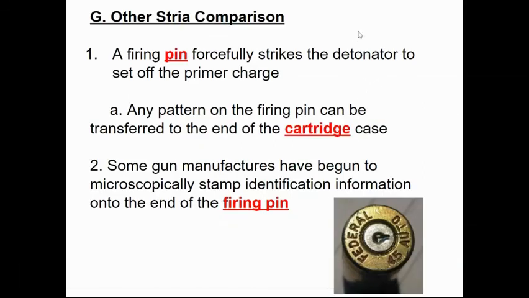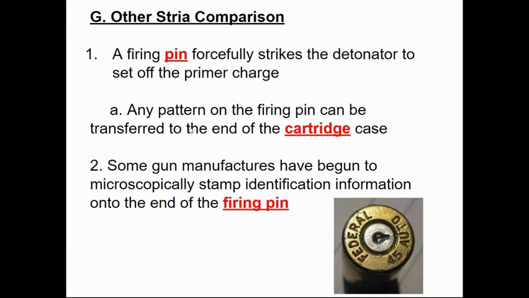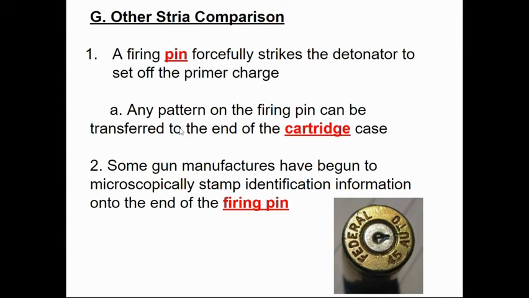Other striae that you can compare, besides being able to compare the scratches on the bullet, there are other things that can make impressions on the cartridge. The firing pin strikes that primer charge and can create a pattern on it, and sometimes those have unique shapes and features. And if you put that under a microscope, you're going to see even more detail about it that you might be able to match to a specific firing pin. Any pattern on the firing pin is going to get transferred to that cartridge case. You're like stamping evidence right on it. Some gun manufacturers actually have microscopically created a stamp that has information about the gun right onto the firing pin. So they actually put a little ID on there. It's not highly common at this point, but it is something that exists and is possible.